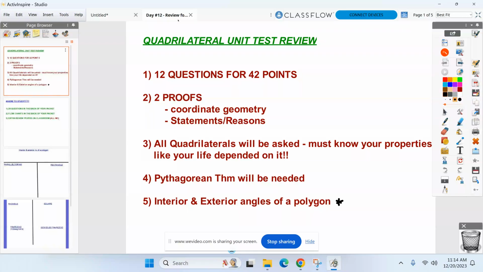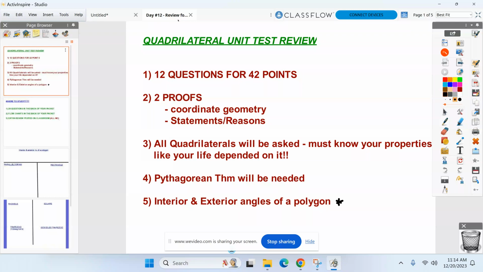I'm not just going to say, here's what's on the test and go after it. I want to go over every single property, right, to make sure we are good. There's not many. Back years ago, we used to do this test over 2 days. There's a ton of material, but we chopped it all down and said, all right, we're only going to do 42 points, 2 proofs, right, 1 coordinate and 1 regular statements reason. So I wouldn't focus on the proofs too much.